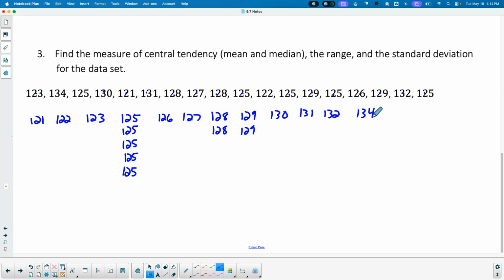18 total. So that means it's the average of the 9th and the 10th. 1, 2, 3, 4, 5, 6, 7, 8, 9 and 10. So my median would be 126.5.